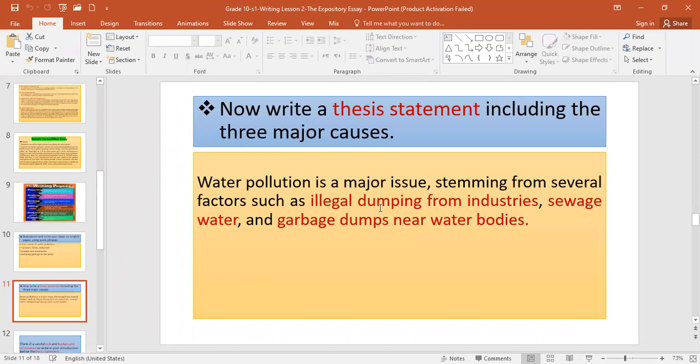Did you notice that? Okay, so my thesis is going to be divided into how many body paragraphs? In the first one, Fatima, what am I going to talk about? We're going to use the first idea that we mentioned in the thesis. Okay, illegal dumping from industries. Dumping means throwing. Then second body paragraph, sewage water, the wastewater that comes out of houses, other places, etc. And the third body paragraph about garbage dumps near water bodies. And then I write my conclusion.